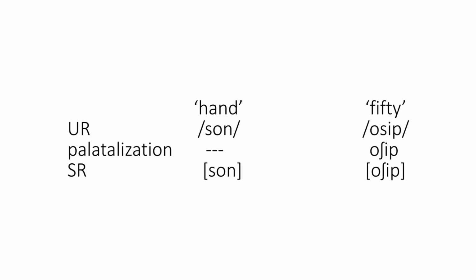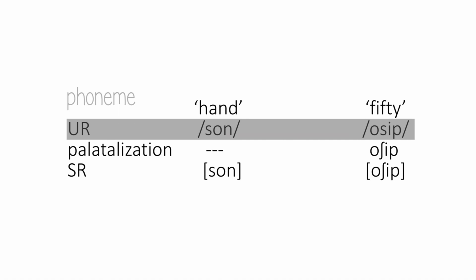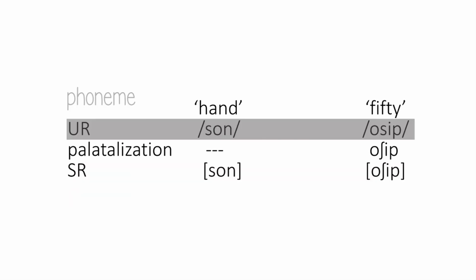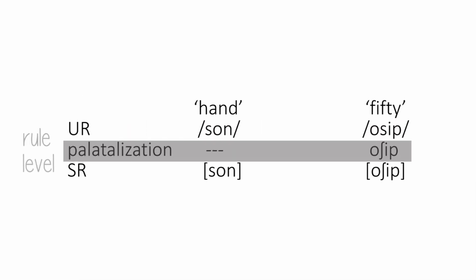There's something important here in terms of notation. The underlying representation is the phoneme, and the surface representation is a particular allophone. For allophones, we use square brackets. For phonemes, we use slashes. But for the rule level, we don't use any bracketing. It's a transition from slash to square bracket, and there's no bracket here.